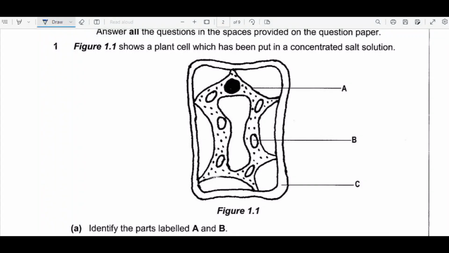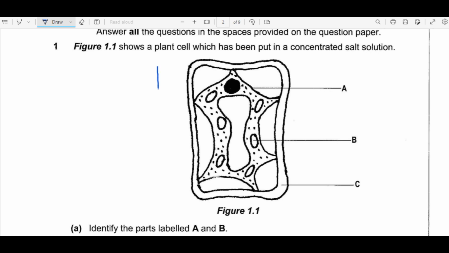Welcome folks. In this video we are going to look at biology paper 2 for 2011. Now we are going to focus on section A of this paper. Figure 1.1 shows a plant cell which has been put in a concentrated salt solution. Now for them to use this language of "concentrated", there has to be a comparison.